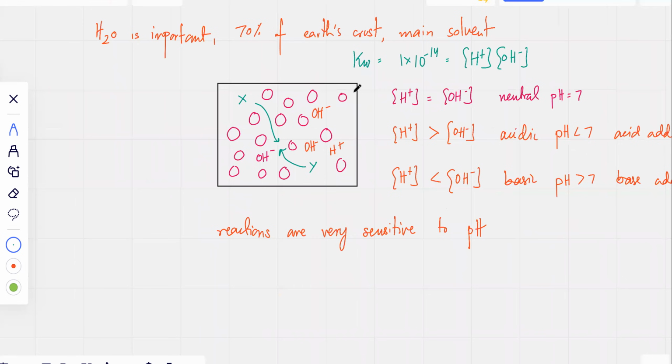Yes, sir. So the KW value is always going to be the same, right? 1 times 10 power minus 14. It's always going to remain 1 times 10 power minus 14, no matter if it's acidic, basic, or neutral. Because if one increases, the other decreases. If this increases, this decreases, but the product would always remain constant. Is that clear?